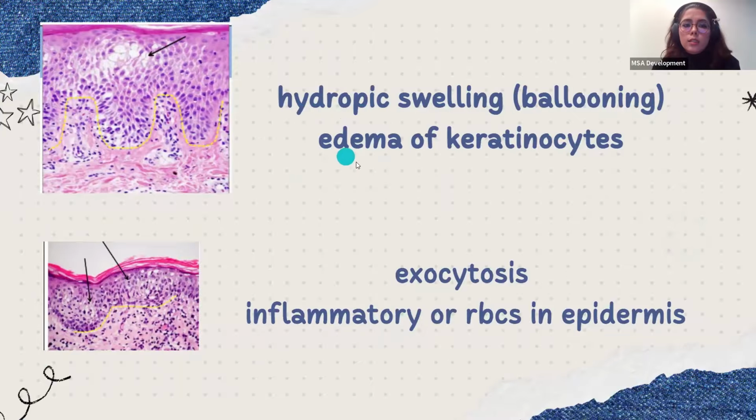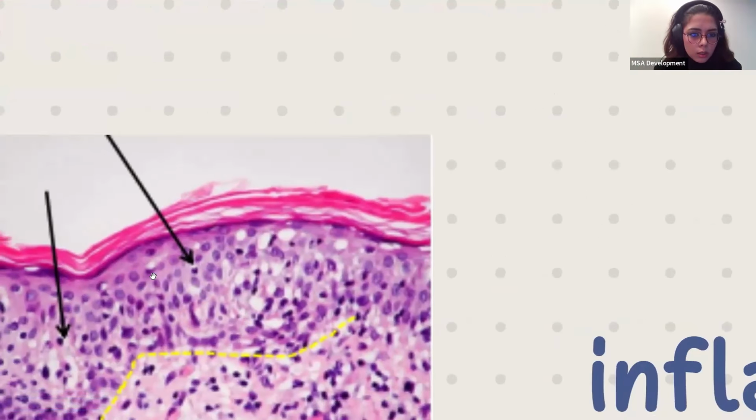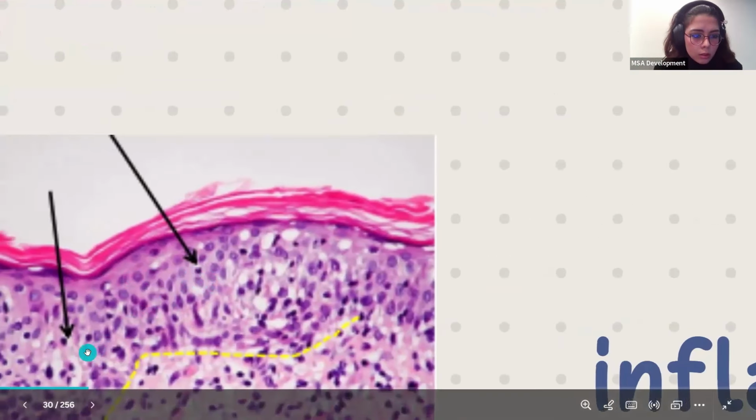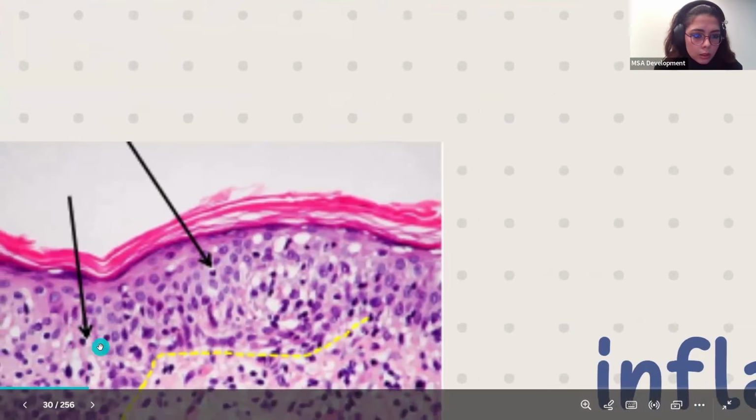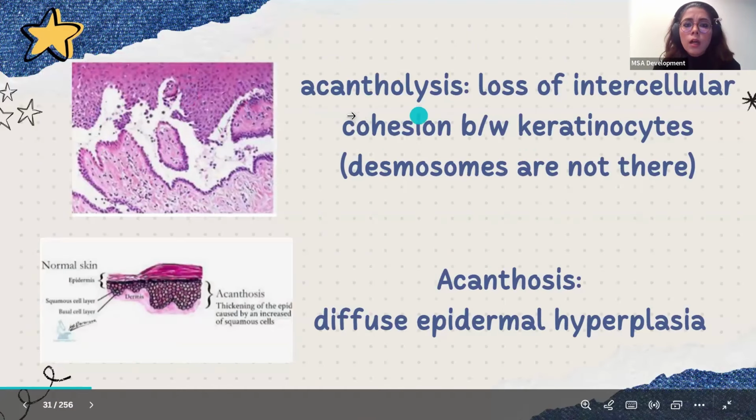Hydropic swelling, which is ballooning. There's edema of the keratinocytes. You can see over here, this is not an accumulation of fat. Fat would be under. You can tell the keratinocytes are big and poofy and round. Exocytosis is inflammatory cells or RBCs in the epidermis. They should usually be here, but they're here for some reason. That looks like a neutrophil to me. That looks like a monocyte to me. Those look like stuff I've taken in first year.